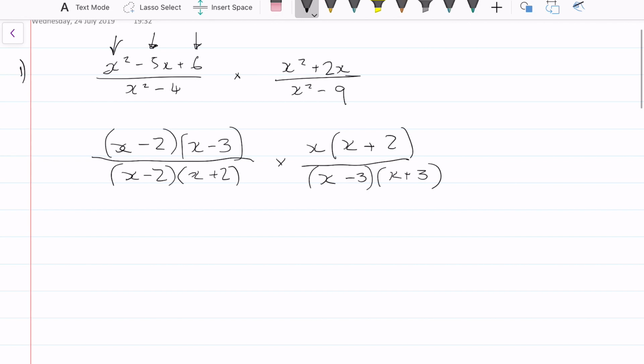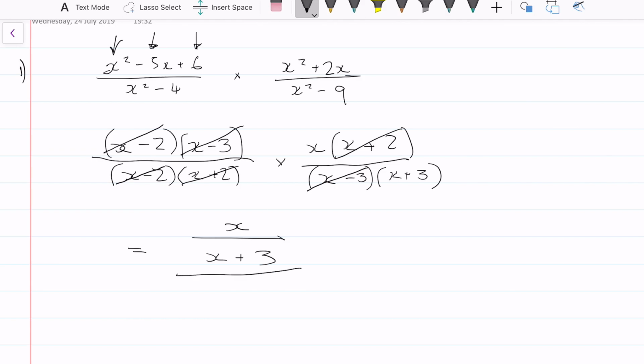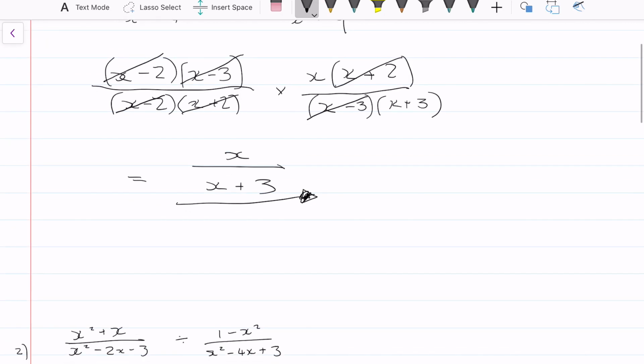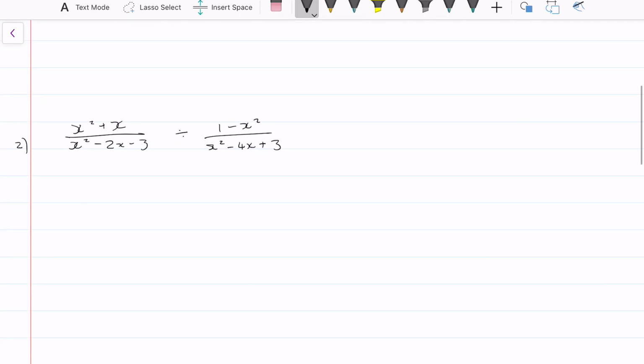Okay, when multiplying, we're able to cross cancel. So this x minus 2 cancels with this x minus 2, this x minus 3 cancels with that x minus 3, x plus 2's cancel, and our final answer is therefore x over x plus 3. And there we go.